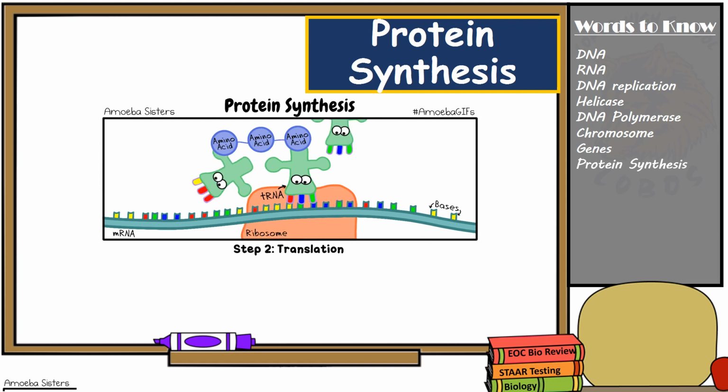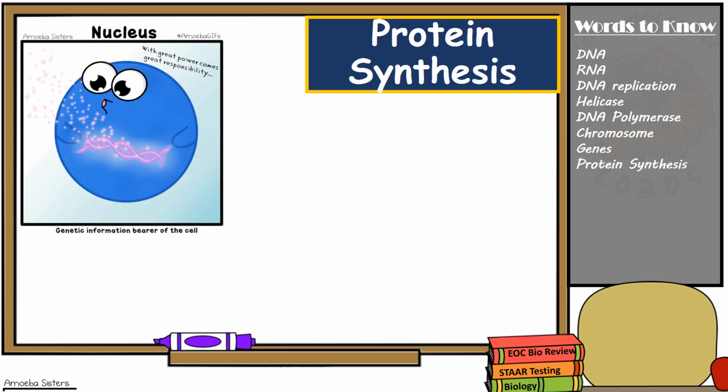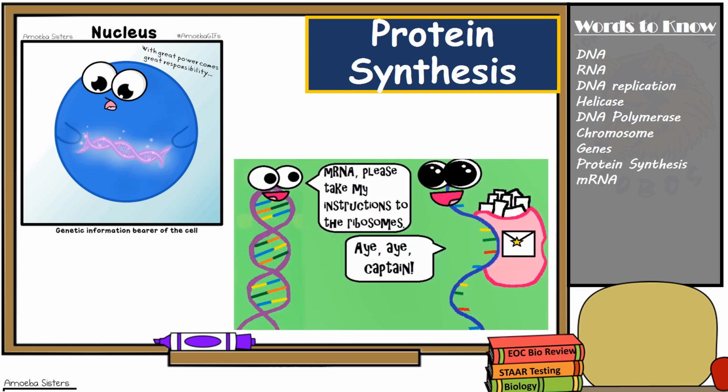However, you need to keep in mind that proteins are not directly made by DNA. If you remember correctly, DNA is not allowed to leave the nucleus. So in order for it to get its unique code across to the protein factory found in the cytoplasm, which are known as ribosomes, it must send a copy of the code via messenger RNA, also known as mRNA.